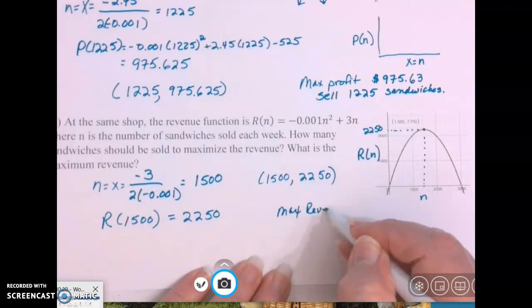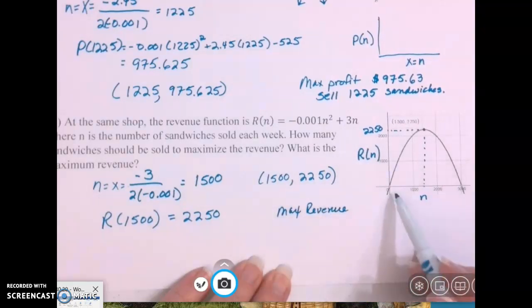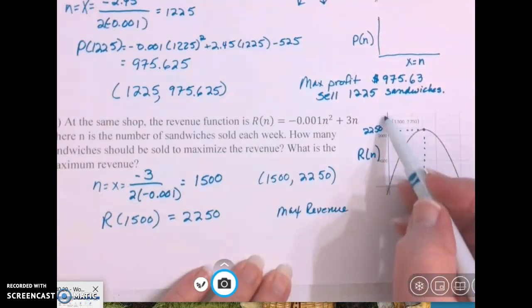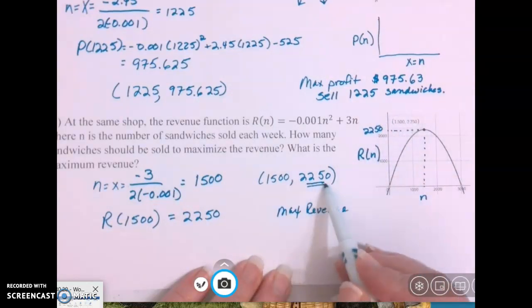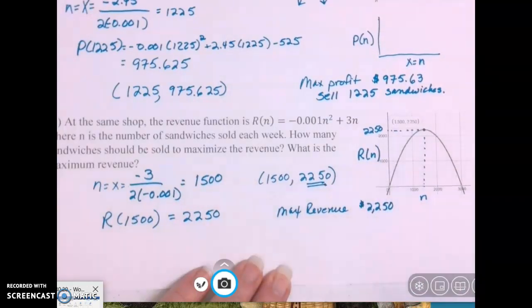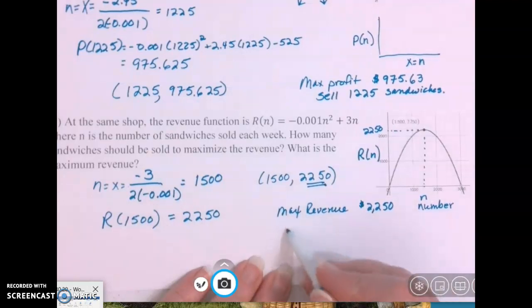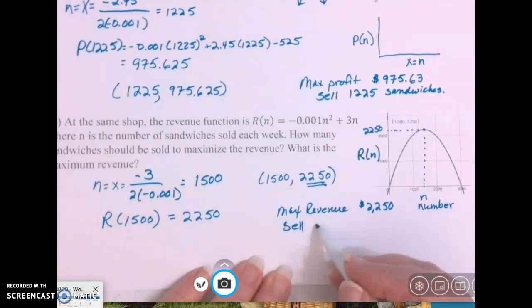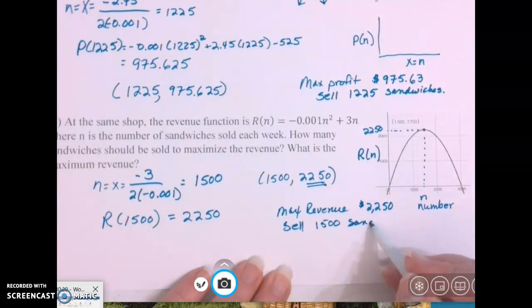The vertex tells us that the maximum revenue for this sandwich shop is what we're maximizing. Remember, I told you we're always maximizing up the y-axis, so that means our y value is going to be our maximum revenue. So that is $2,250. And how many sandwiches need to be sold in order to have that maximum revenue? The number of sandwiches is on the x-axis. Sell 1,500 sandwiches.